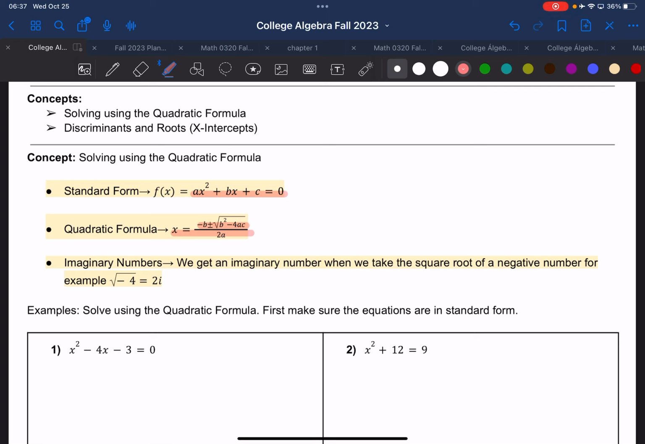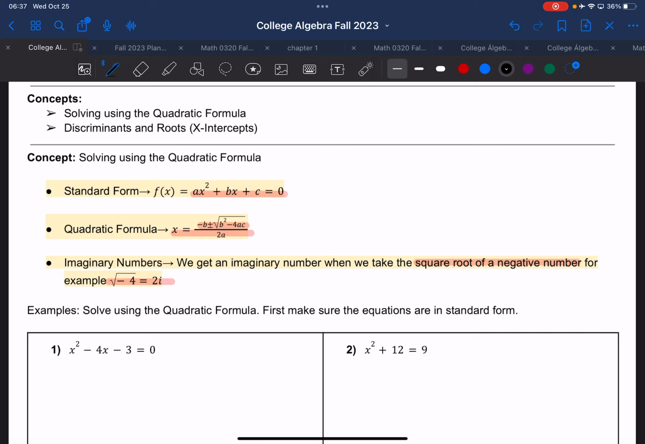On these notes, some of our problems, once we use the quadratic formula, are going to give us imaginary numbers. So we get an imaginary number when we take the square root of a negative number. For example, if we took the square root of negative 4, the square root of just the 4 is 2, but since we have a negative there, we're going to have to write an i next to it, and that i stands for imaginary.